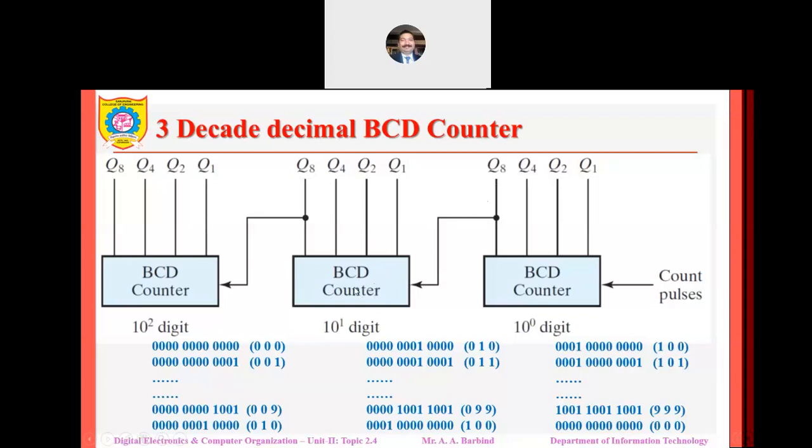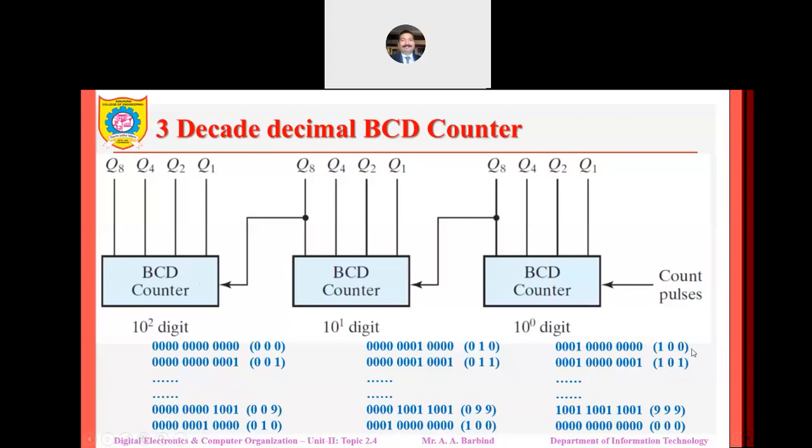Because this is given as the clock input to the next BCD counter, this output Q8 of the second BCD counter has gone from 1 to 0, so that gives a negative edge to this particular BCD counter. This BCD counter gets the negative edge for the first time, and its output will become 1, that is 0001. So after the 99th pulse, the next pulse, that is the 100th pulse, will make the state of this 3 digit decimal counter 0001 0000 0000, which converted to decimal is 100.